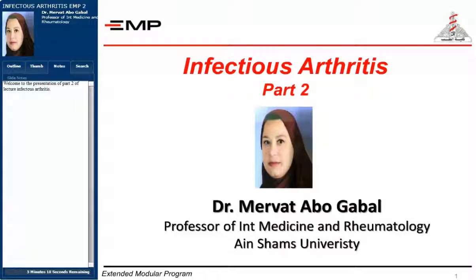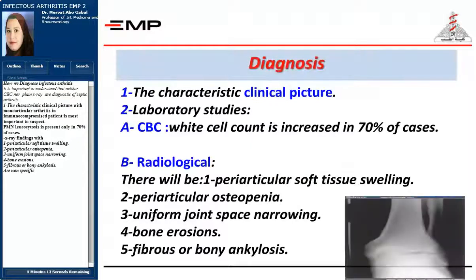Welcome to the presentation of part 2 of lecture Infectious Arthritis. How we diagnose infectious arthritis. It's important to understand that neither CBC nor plain X-ray are diagnostic of septic arthritis. The characteristic clinical picture with monoarticular arthritis in an immune-compromised patient is the most important to suspect infectious arthritis.